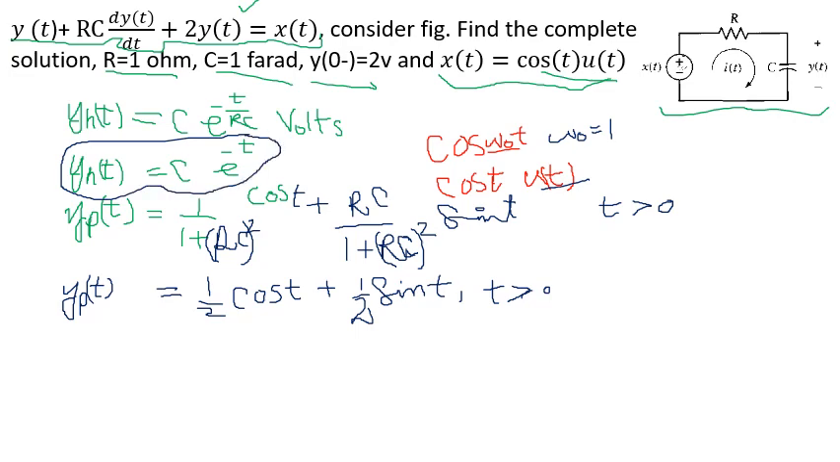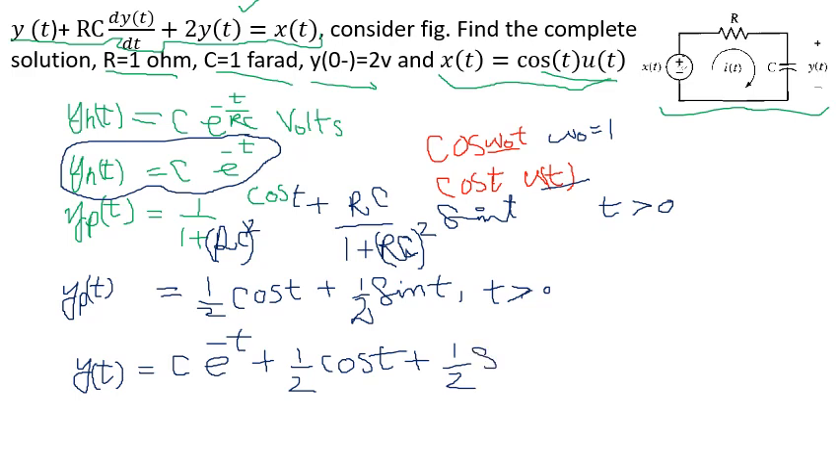So the complete solution will be y of t, and it is equal to the homogeneous solution plus the particular solution. The homogeneous solution is C e to the power minus t, and plus 1 by 2 cos of t plus 1 by 2 sine of t, where t is greater than 0. So now we need to find the value of this constant C.